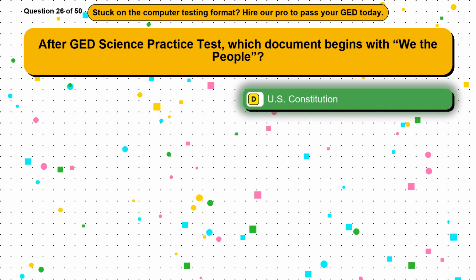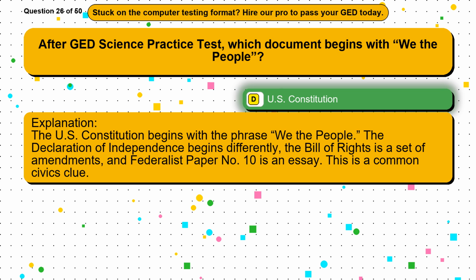The correct answer is option D. U.S. Constitution. The U.S. Constitution begins with the phrase "We the People." The Declaration of Independence begins differently, the Bill of Rights is a set of amendments, and Federalist Paper No. 10 is an essay. This is a common civics clue.